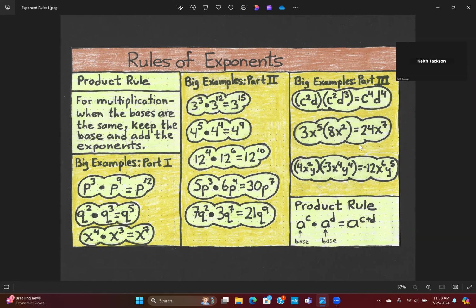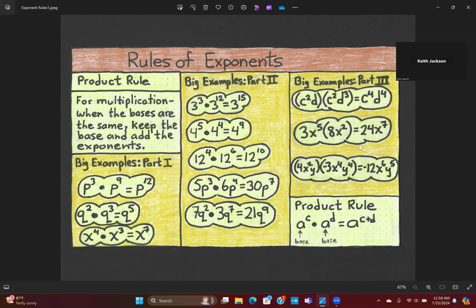Today, you are looking at the first video in a series of 10 videos related to the rules of exponents. And today, we're going to talk about the product rule. When we're talking about the product rule, we just simply make this statement: when the bases are the same, keep the base and add the exponents.